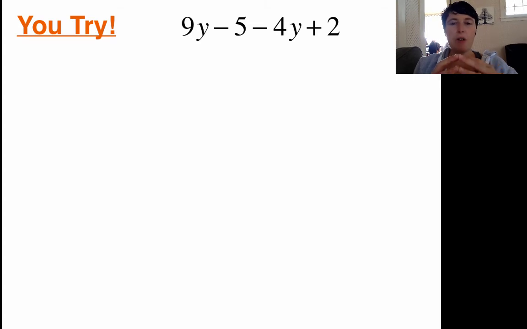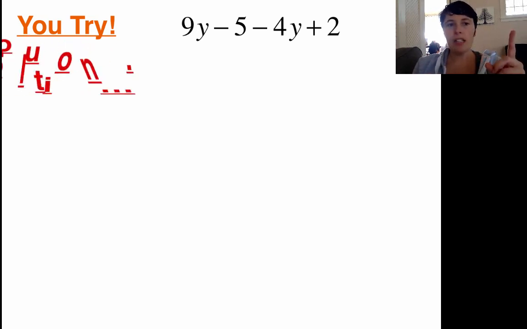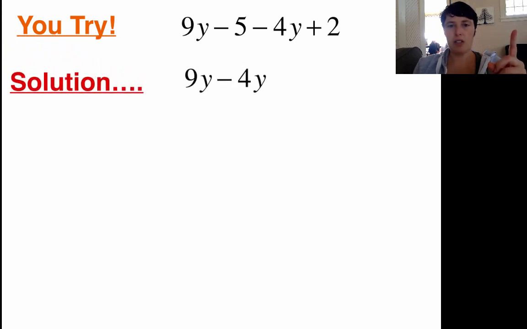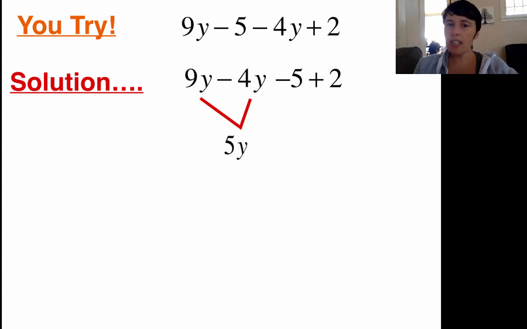Okay, so I'm hoping you've tried it. I'm hoping you're now unpausing the video and you're ready to check your answer to see if you've got this down. So first step, rearrange. Let's start with that first and kind of look at the solution. So the 9y and the minus 4y need to go together. And the negative 5 and the plus 2 need to go together. Now if we combine, 9 take away 4 is 5. So we have 5 y's.